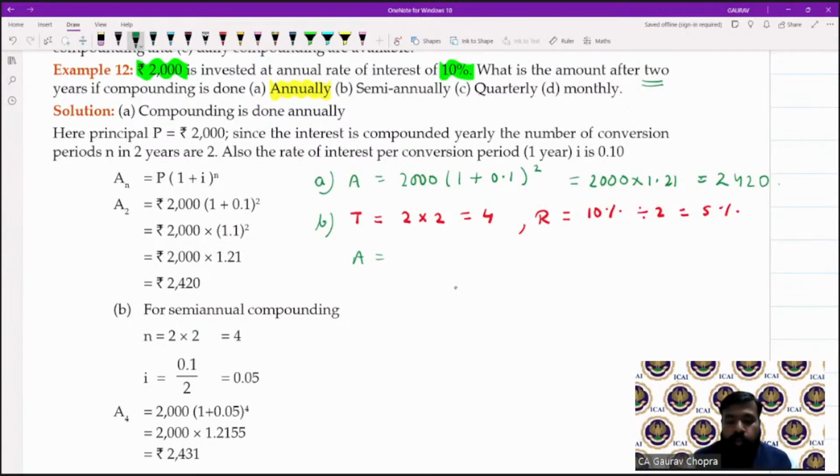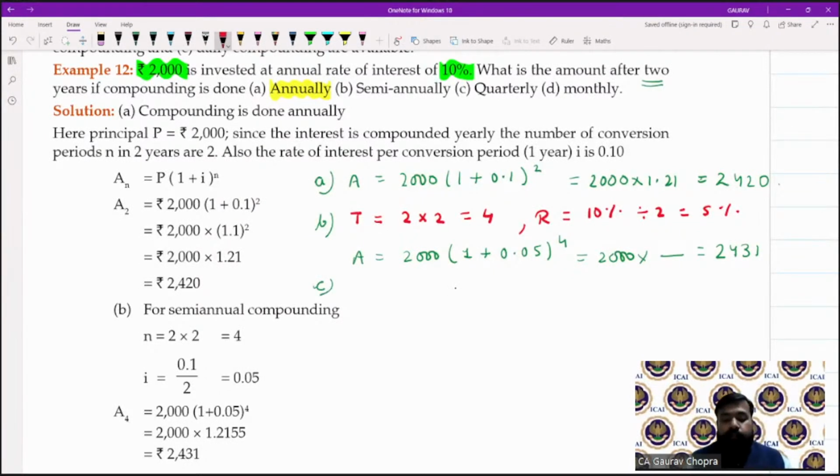So therefore, amount equal to 2000 into 1 plus 5%, so 0.05, to the power of 4. This time power 4 is there. So let's calculate the power 4 and then multiply with 2000. You are getting 2431. Right?